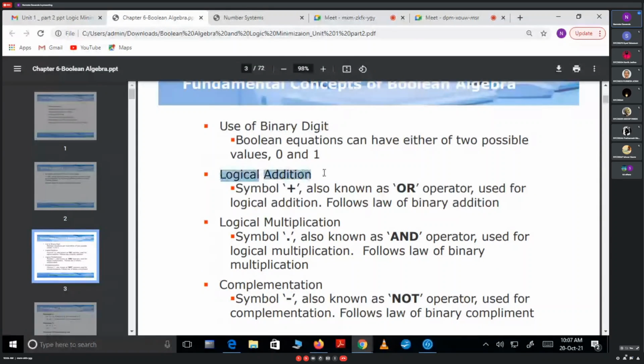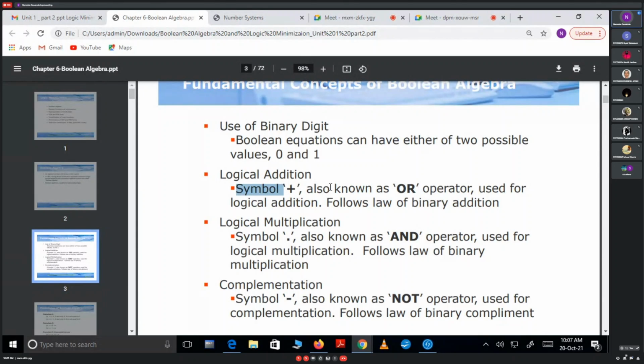Logical addition. The symbol plus, also known as the OR operator, is used for logical addition. When you say addition of two bits, it is always known as logical addition. Why? Because the binary number representation system always gives the answer in terms of some logic. So it is always in terms of logical AND and logical OR, or logical addition, and logical multiplication can also be considered.